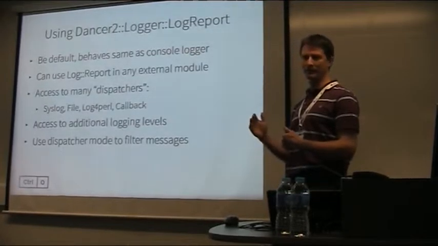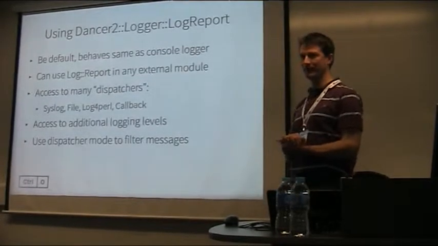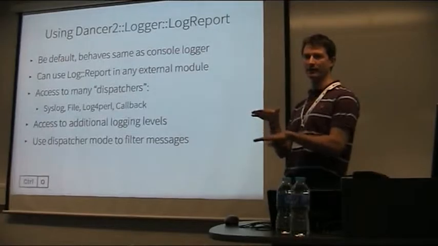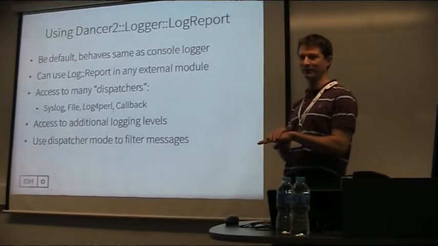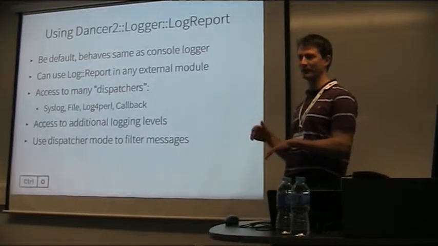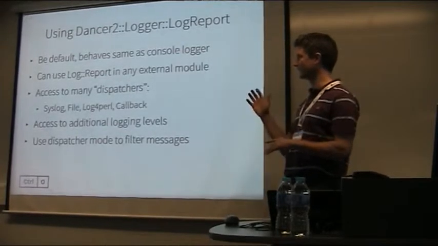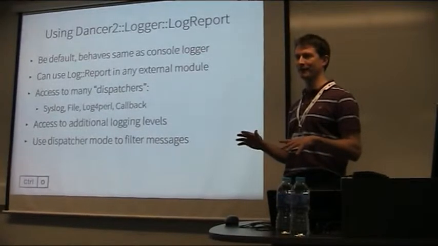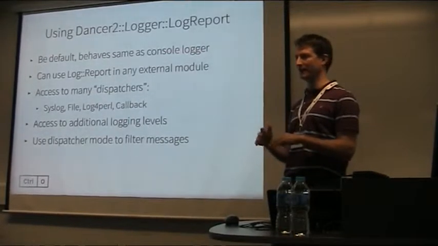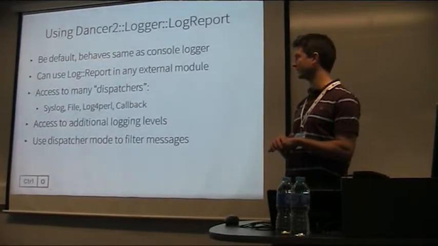So the first thing you might want to do is use the Log::Report logging engine. You know how you configure your logger in your Dancer configuration file; the very first and most simple thing you can do is just specify the logging engine as the Log::Report logging engine. As it says there, by default, that behaves exactly the same as the default Dancer logging engine. So you don't win anything there, but you do have some built-in additional flexibility.